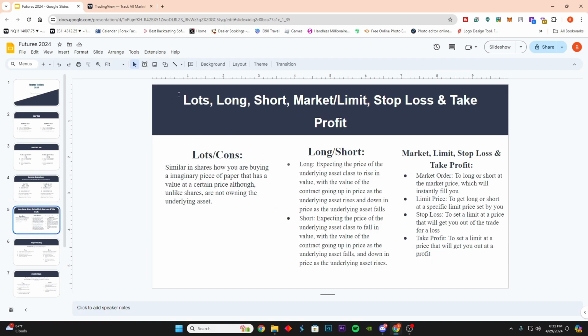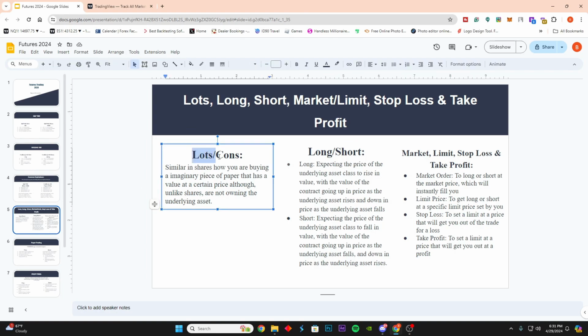Now going into the terms, we have lots, long, short, market, limit, stop loss, and take profit. So for lots or contracts, I like to explain it similar to shares, in how you're buying an imaginary piece of paper that has a value at a certain price. Although unlike shares, you're not owning the underlying asset. So just like anything else, when you buy or sell it, you are owning that imaginary piece of paper, as I like to refer to it, that then is going to have a value.